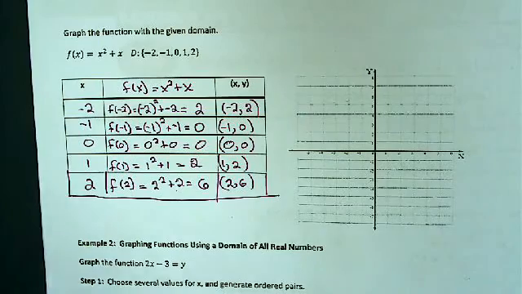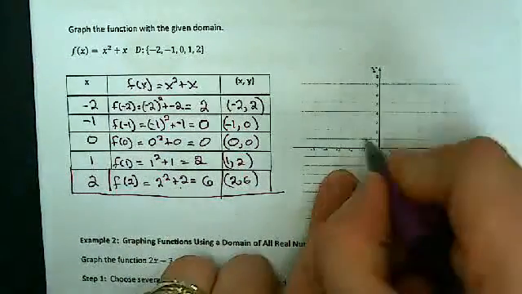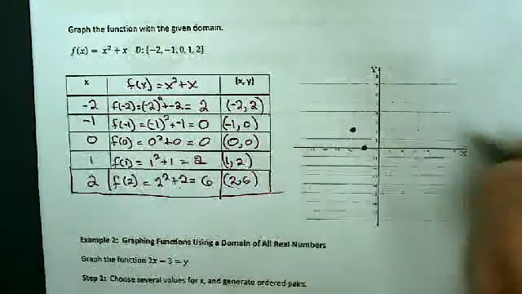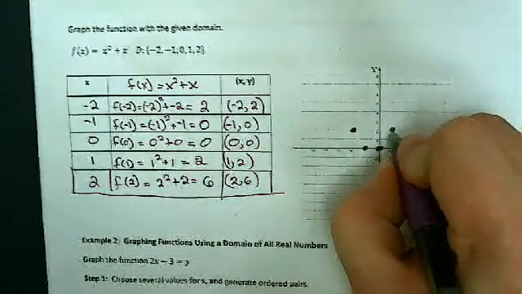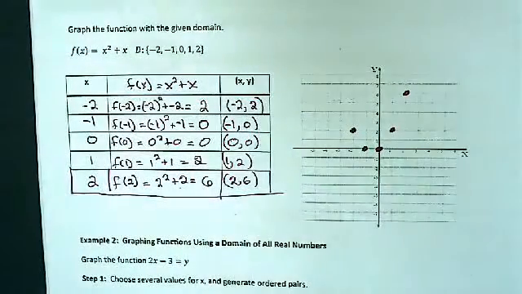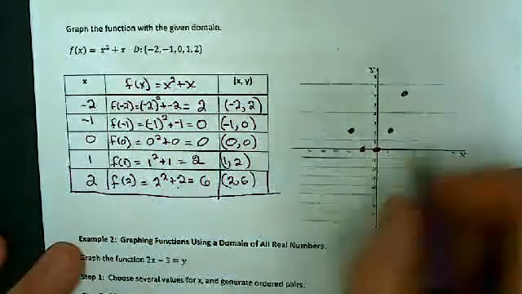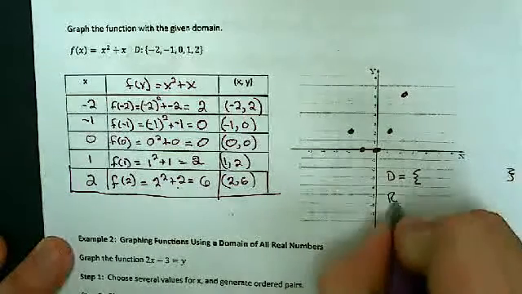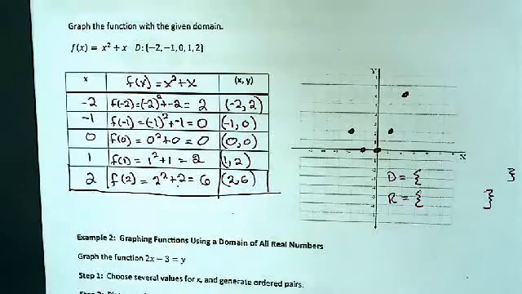Yeah. All right. Now I'm going to go ahead and graph these. So at -2, guys, I have 2. At -1, I have 0. At 0, I have 0. At 1, I have 2. And at 2, I have 6. So those are my points. Now I'm also going to write down domain. I want to write that out as something in brackets and range as something in brackets before I call this problem finished.